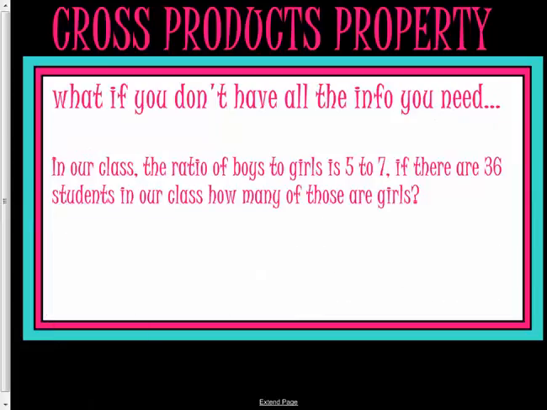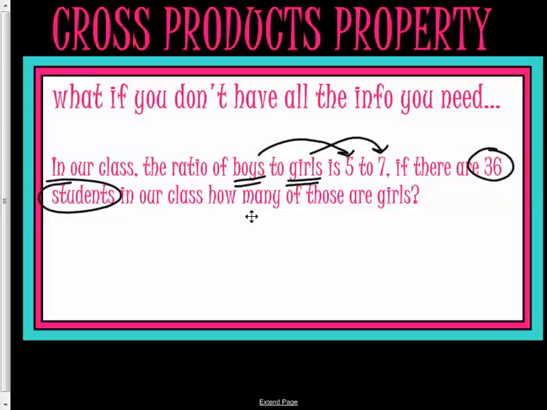Okay, let's take this all a step further. What if you don't have all the information you need right away? Sometimes you have to dig a little bit deeper. In our class, the ratio of boys to girls is 5 boys to 7 girls. What if there are 36 students in our class? How many are girls? So our original ratio is 5 to 7. We have 5 boys and 7 girls.